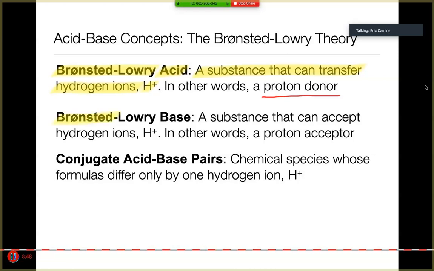And then if we look at the Bronsted-Lowry base, it's very different in terms of its definition. Now it's a substance that can accept an H+. We're not even looking at hydroxide right now. So a Bronsted-Lowry base is going to be a proton acceptor. So we're asking the question, can a compound give up a proton? And can a compound accept a proton?